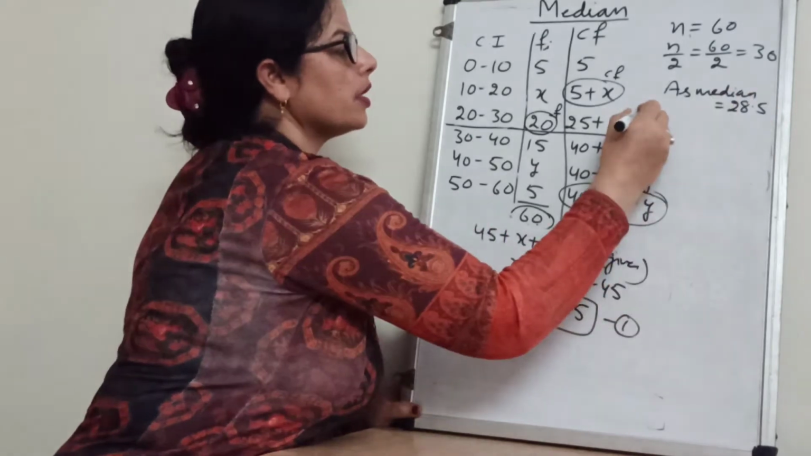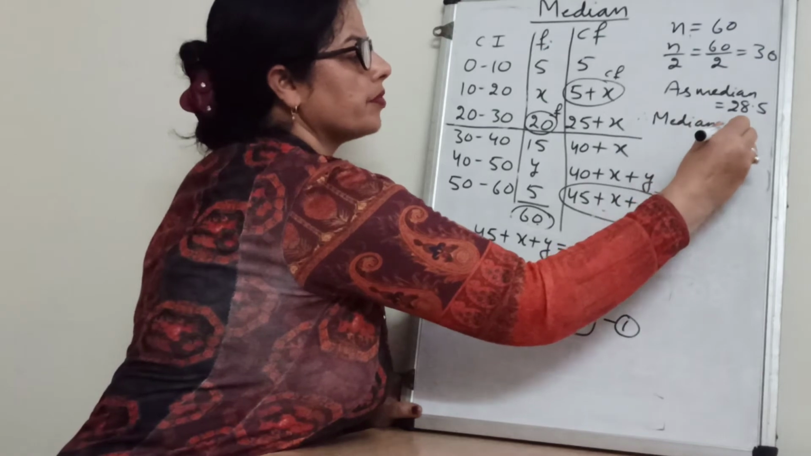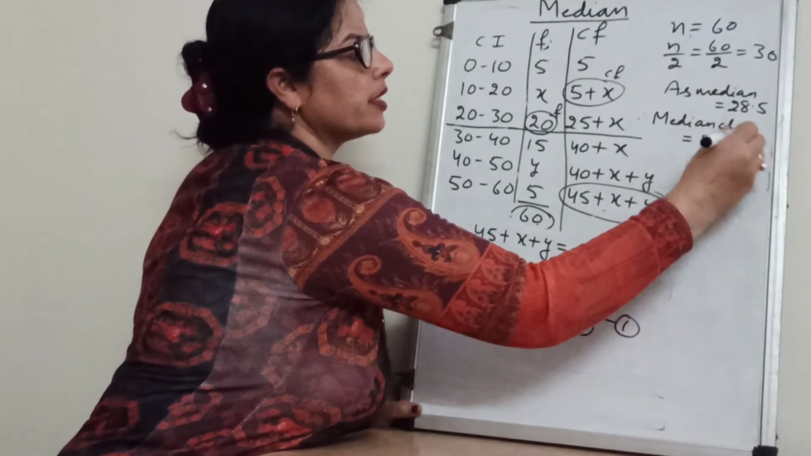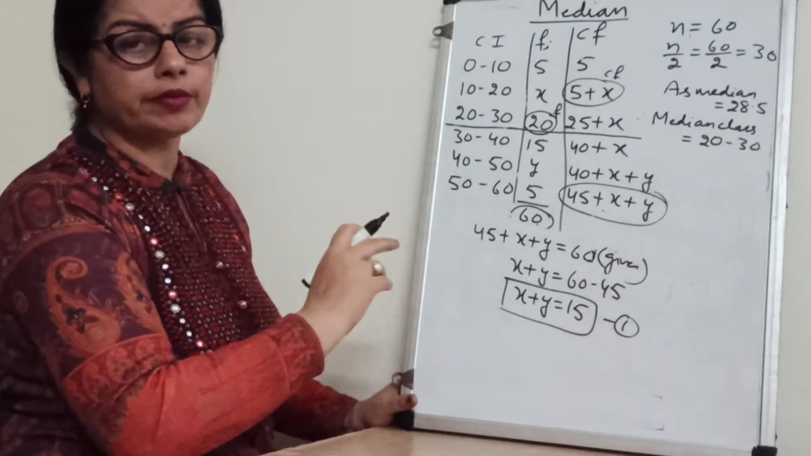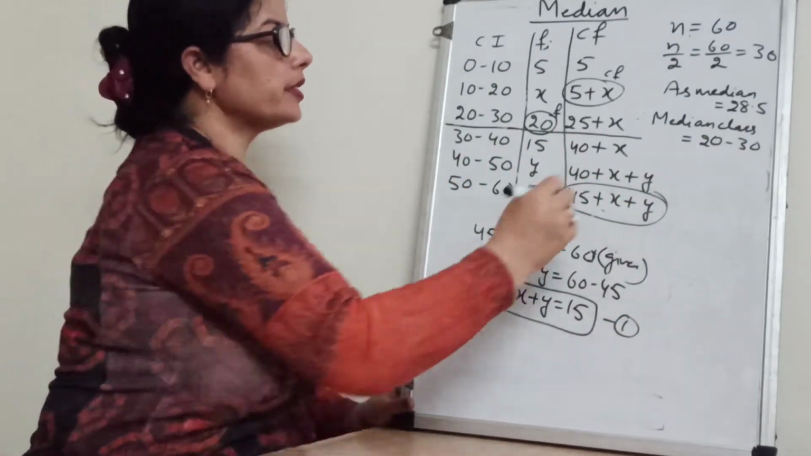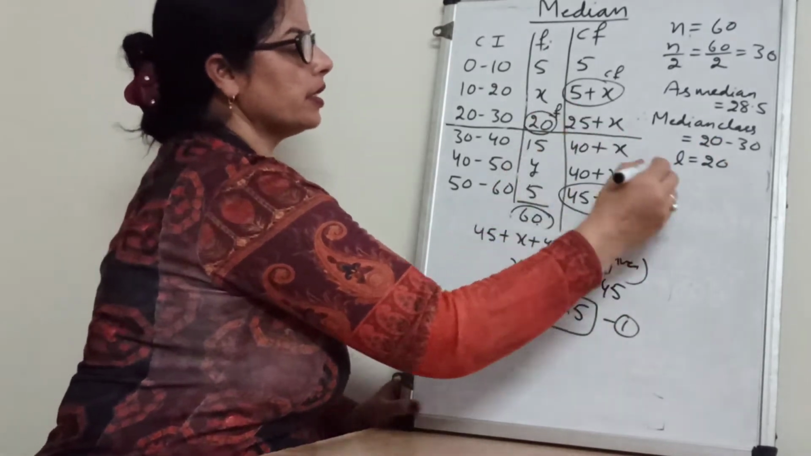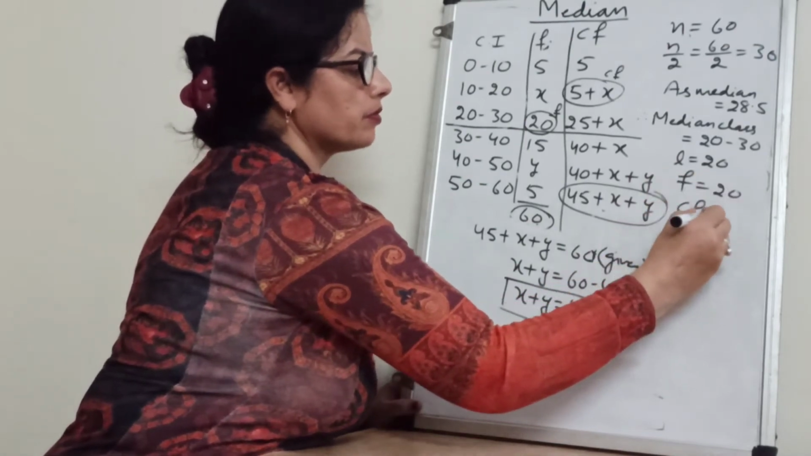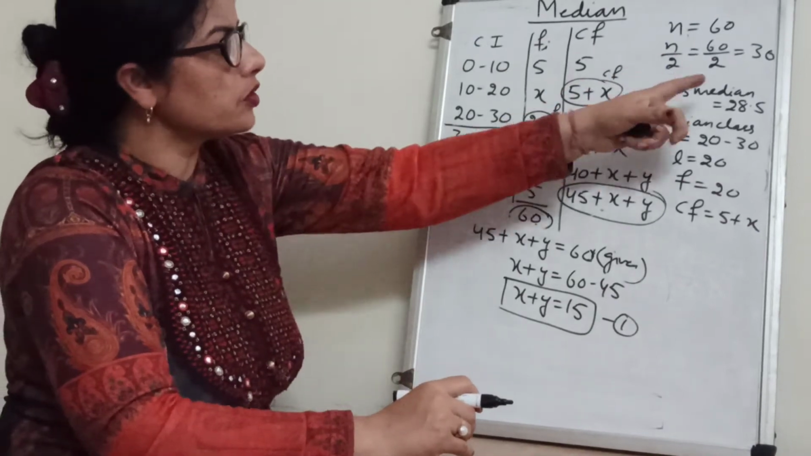So as median is 28.5, therefore the median class is equal to 20 to 30, because 28.5 lies between 20 and 30. That's why the median class is 20 to 30. What is the lower limit? 20. And frequency is 20. CF is 5 plus x. Is it clear? And n by 2 also we are having.